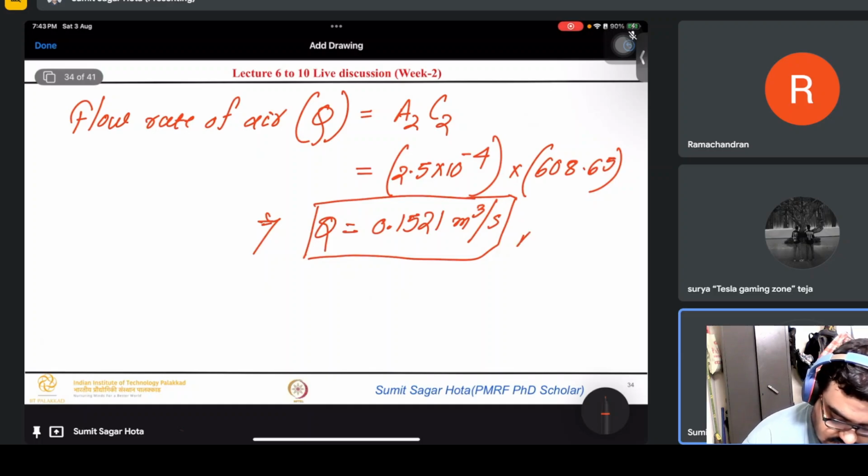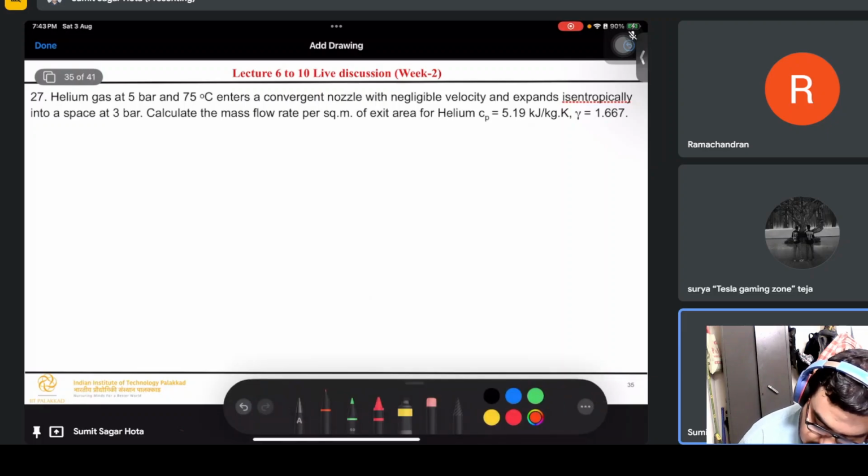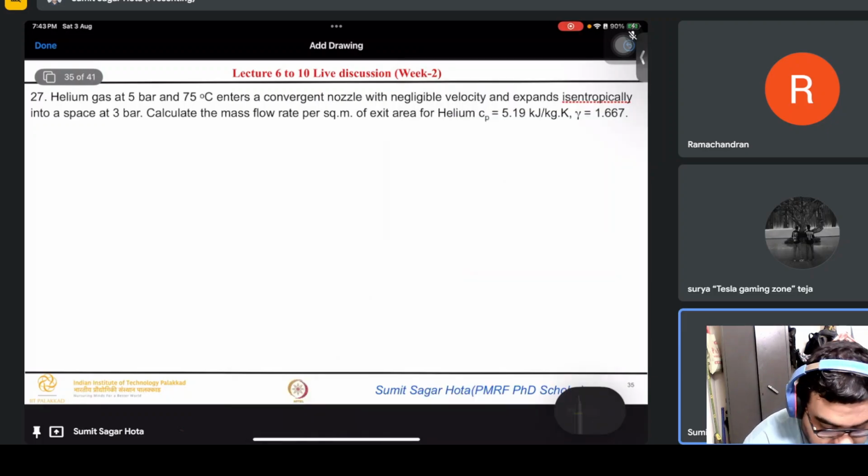Okay, so this is your answer. So let's go to the next one. Helium gas at 5 bar and 75 degrees Celsius enters a convergent nozzle with negligible velocity and expands isentropically into a space at 3 bar. Then calculate the mass flow rate per square meter of exit area for helium. The Cp and gamma values are given.